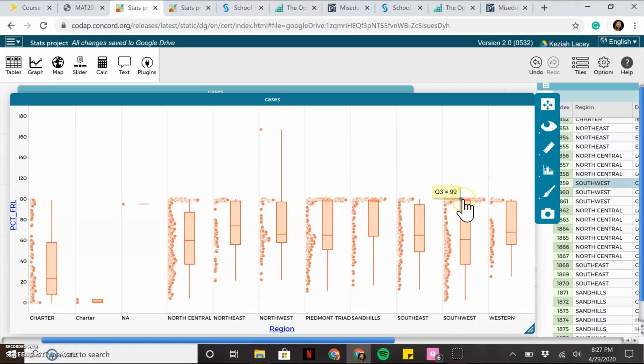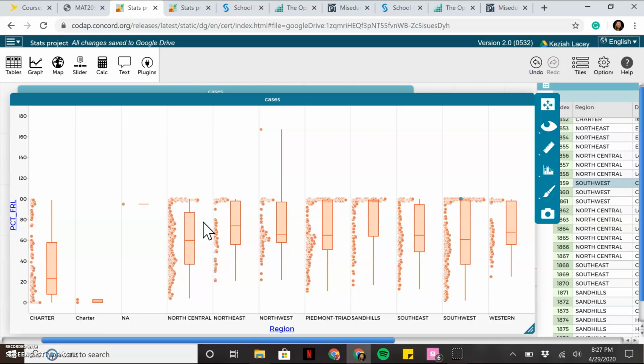But then if you go all the way over to Southwest, you can see that there is 99% in the 75th percentile, which is kind of extreme when you're looking between these two districts that have the same median and the same 25th percentile. And I find that box plots are just the best way to see this, because if I didn't see this, I don't think that I would have realized that the 99% of Southwest was so drastically different from this 87% over here.